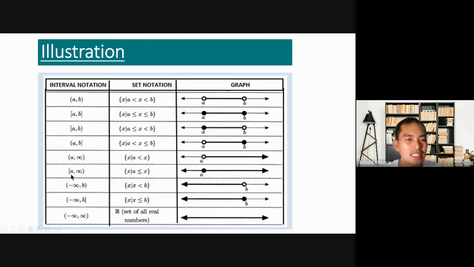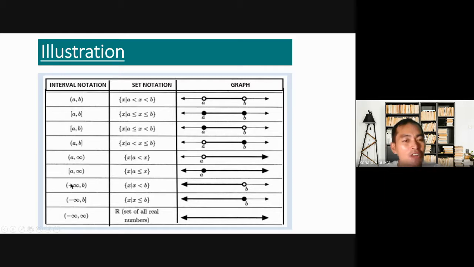But if the given is half closed, from A to positive infinity, pag may infinity, laging open interval ang ilalagay nyo. Laging parenthesis. Pag infinity po, laging parenthesis. Only the value ang pwedeng open or close. This is half close from A to positive infinity, meaning from A, that's shaded going to the right. Okay?